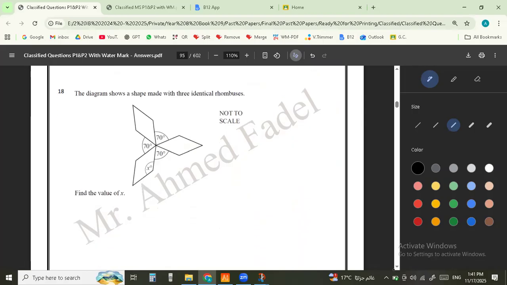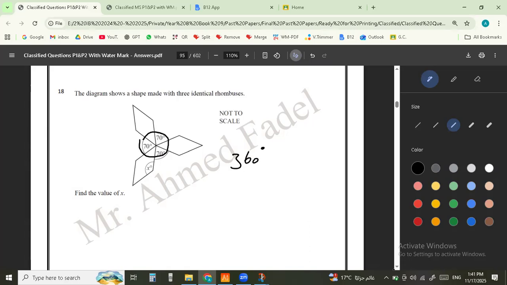Find the value of x. This is a rhombus. They're saying there are three identical rhombuses, which means all of them have the same size and the same size of angles. But Mr. Rawa, I know that this circle, the angles add up to 360 degrees.